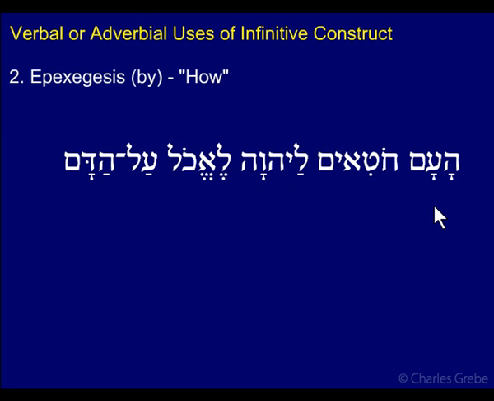Our second example is this fancy word called apexegesis, which simply means explaining the verb, exegeting the verb, I suppose. We would generally translate with by, and it is answering the question how. It's telling manner, how this thing is going to happen. So let's look at an example. This is a Seow example from 258, and it's found in 1 Samuel 14:33.